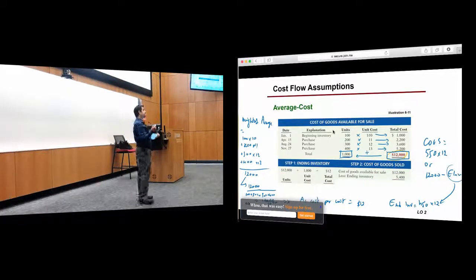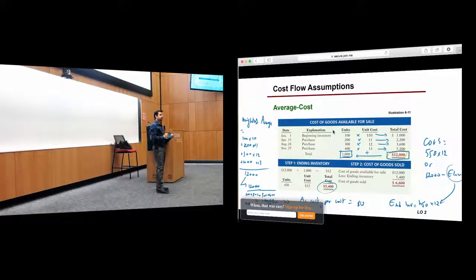Now to calculate ending inventory, multiply that by the ending inventory. You still have on hand 450 units. Multiply it by 12. Cost of goods sold, you know that you sold 550 units. Multiply it by 12. Another way to do it again is to do the same thing as before. You can also subtract this number from the cost of goods available for sale. Any questions?